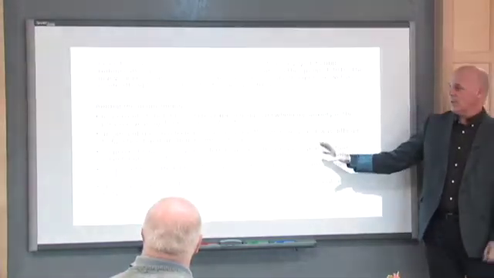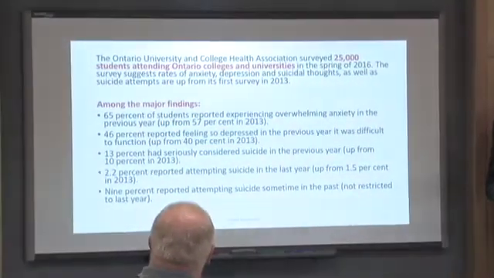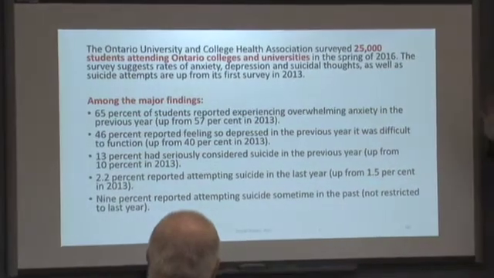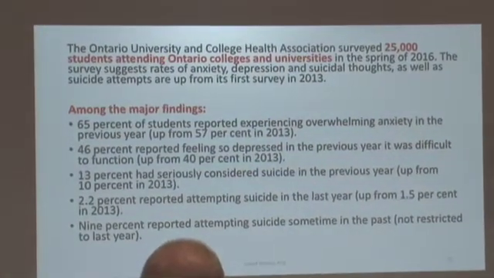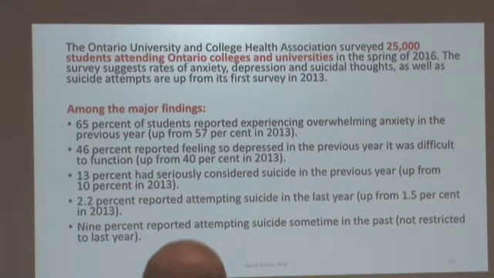65% of students reported overwhelming anxiety in their previous year, and this was up since 2013. So they're comparing it to the study from 3 years before. It was 57% in 2013, now 65%. So two-thirds of students, not just anxiety, overwhelming anxiety. 46% said they were so depressed in the previous year it was difficult to function. So almost half, again, up in only 3 years.